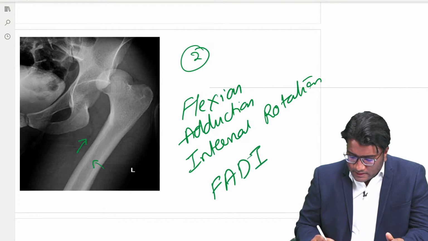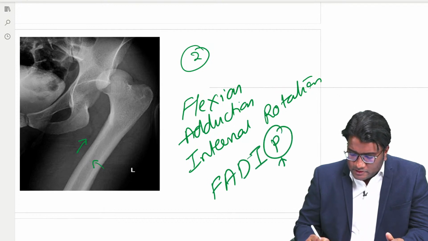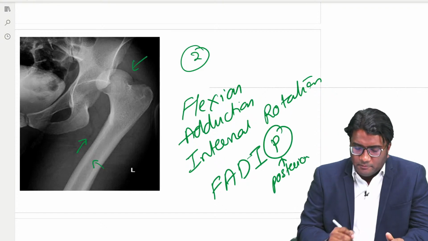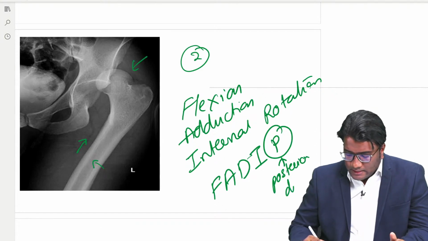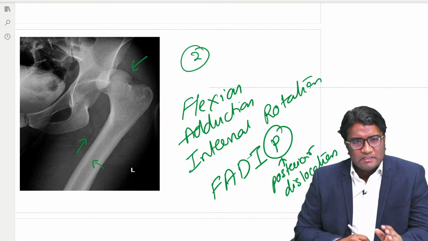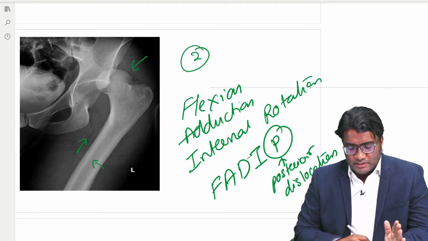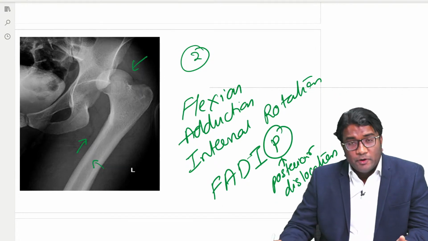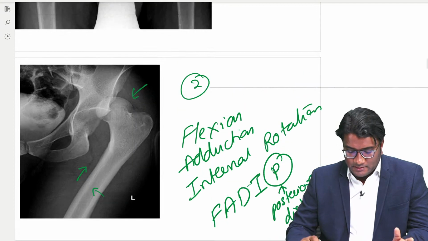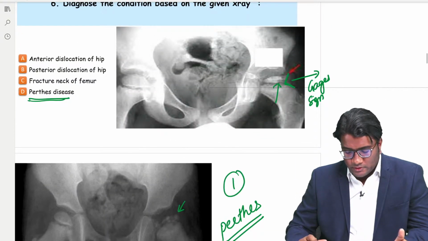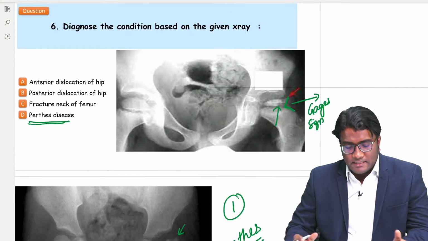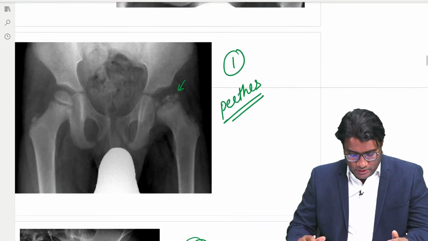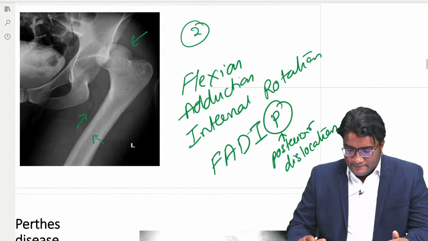So we learned this in our classes. So this is FADIP. P stands for what? Posterior dislocation. And you will see the head usually going above the acetabulum in posterior dislocations and below the acetabulum in anterior dislocations. So this is classic posterior dislocation: flexion, adduction, internal rotation. So I hope what you have answered came on the exam, but that is what the thing is. Two different student groups are answering in two different ways. So I hope you got it right in the examination. Next.